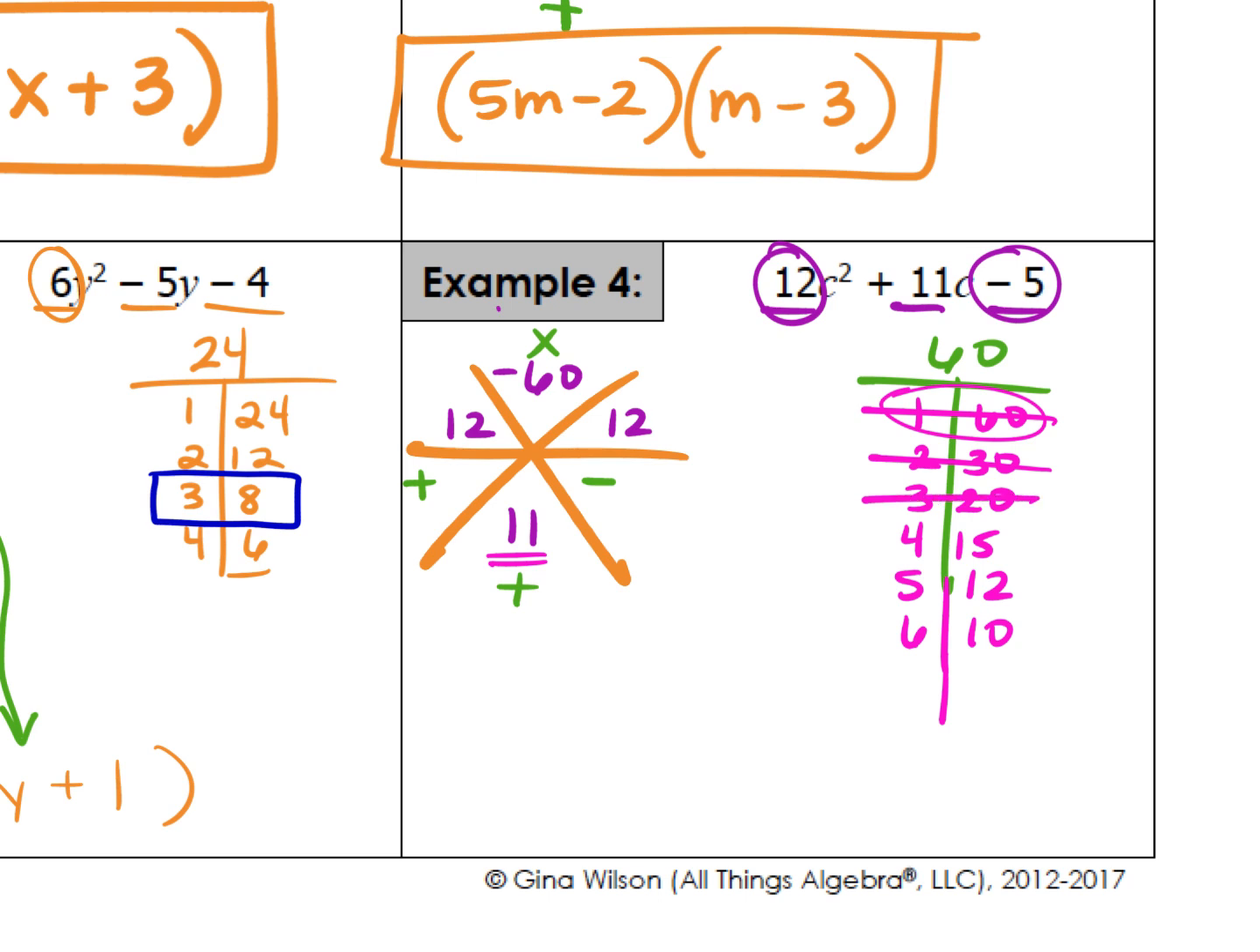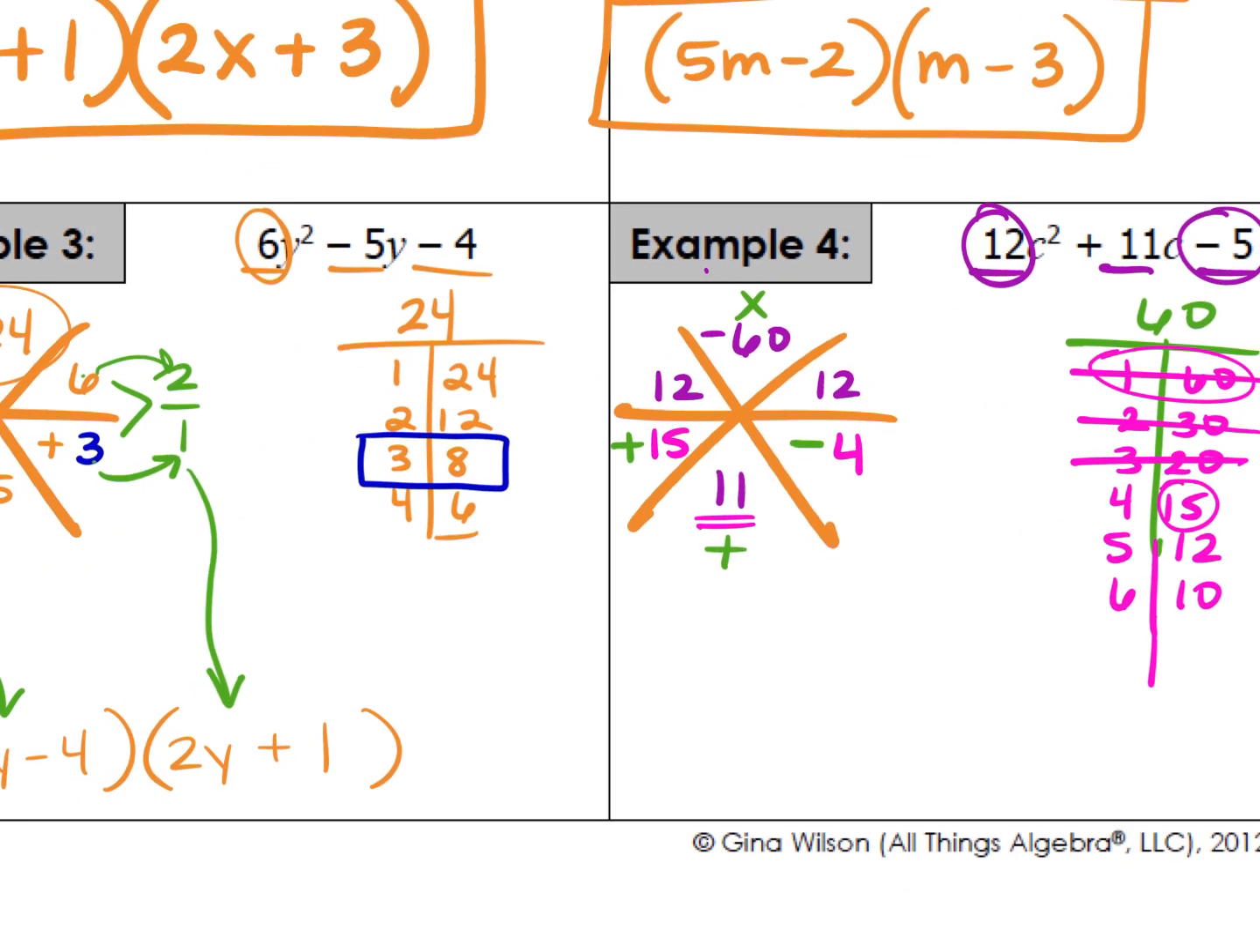That one could. So check it. If one has to be positive and one negative, if it's going to be a positive 11, the positive one has to be the bigger one. And then the negative one has to be the smaller one. Okay? So 15 plus a negative 4 is 11. 15 times a negative 4 is negative 60. So that's what works. But now you got to reduce.